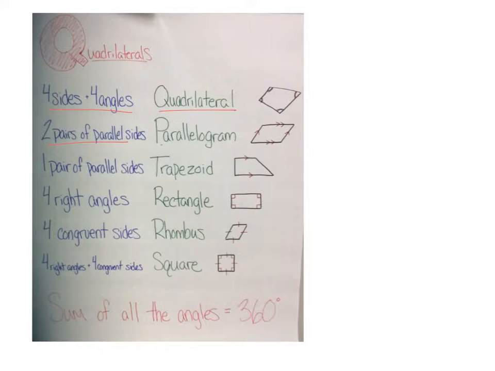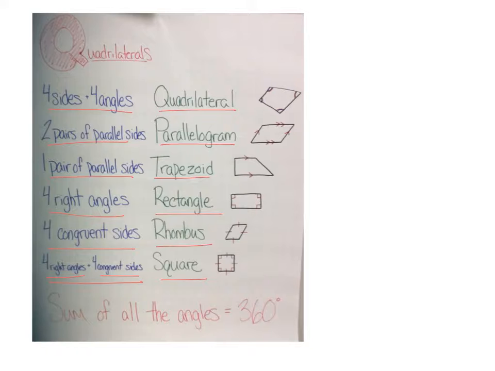2 pairs of parallel sides is a parallelogram. 1 pair of parallel sides is a trapezoid. If it has 4 right angles, we call it a rectangle. If it has 4 congruent sides, it's a rhombus, and if it has both 4 right angles and 4 congruent sides, then we can consider it a square.